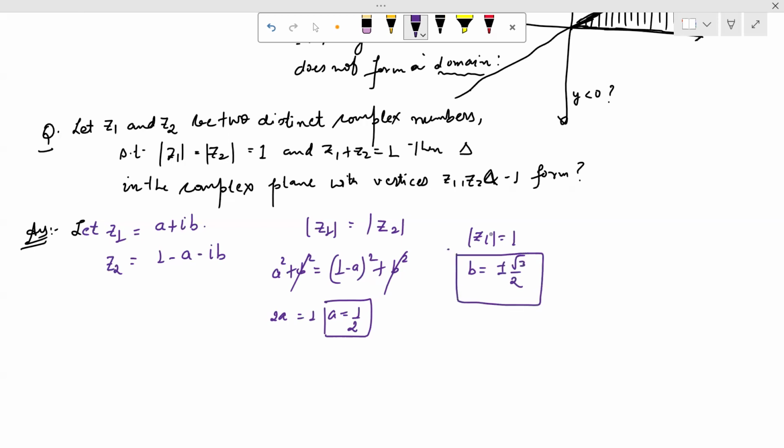See, we know that modulus Z1 is root over A square plus B square. So A square plus B square is equal to 1. A, you already know, is 1 by 2. So it is 1 by 4 plus B square. So B will be plus minus root 3 by 2. So basically I can write my Z1 as simply 1 upon 2 plus root over 3 upon 2 iota. And what would be my Z2? My Z2 would be simply, what is 1 minus A? 1 minus A would be again 1 by 2, and minus root over 3 by 2 iota.